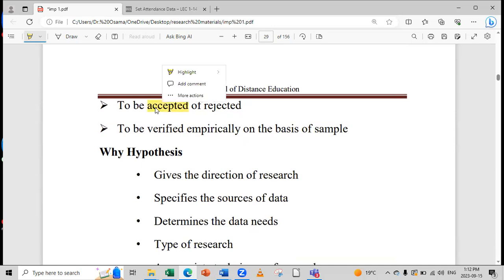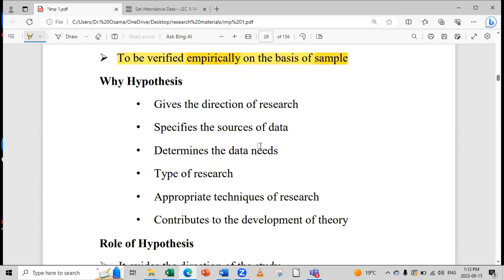Hypothesis is one of two things: accept or reject. No other thing. To be verified empirically on the basis of a sample. So if we are using empirical research, we would use a sample.